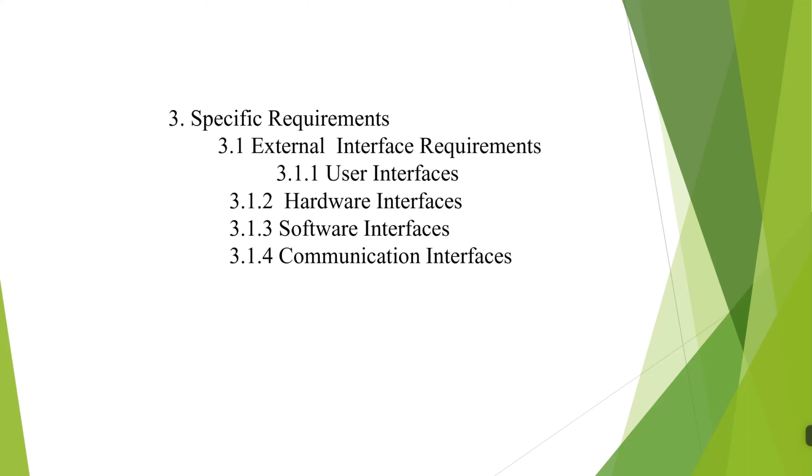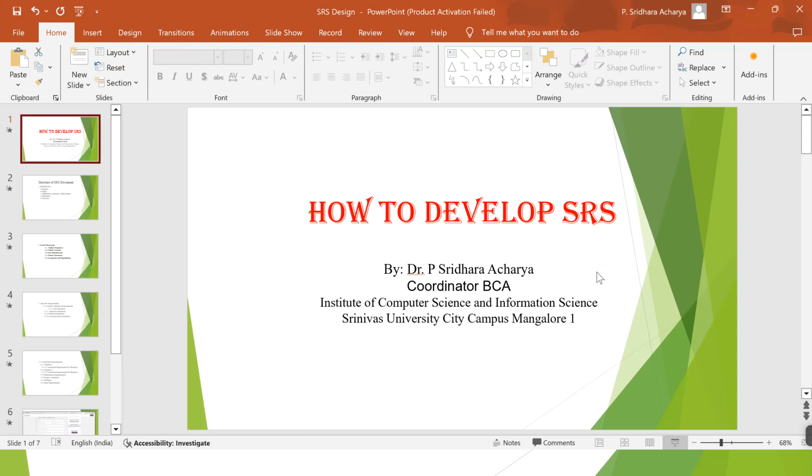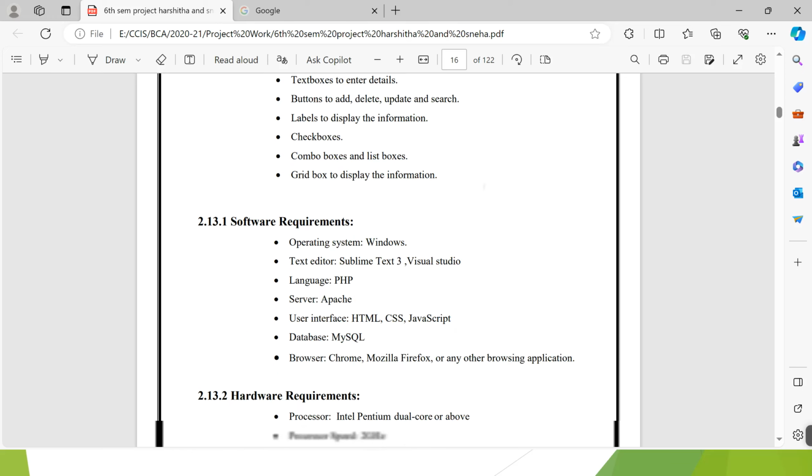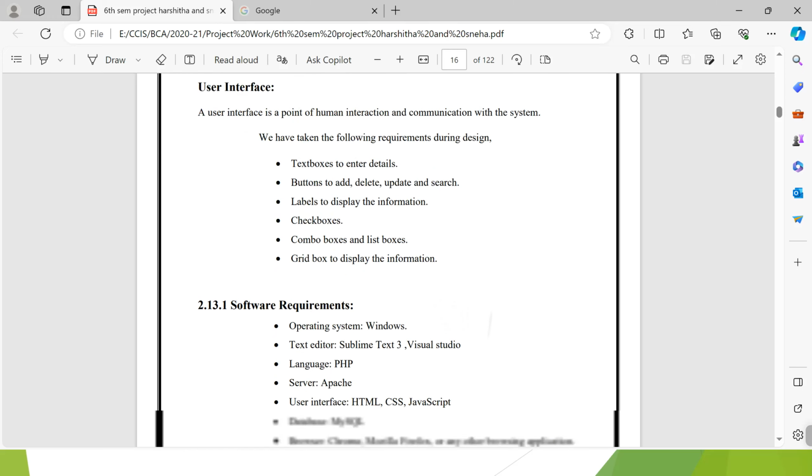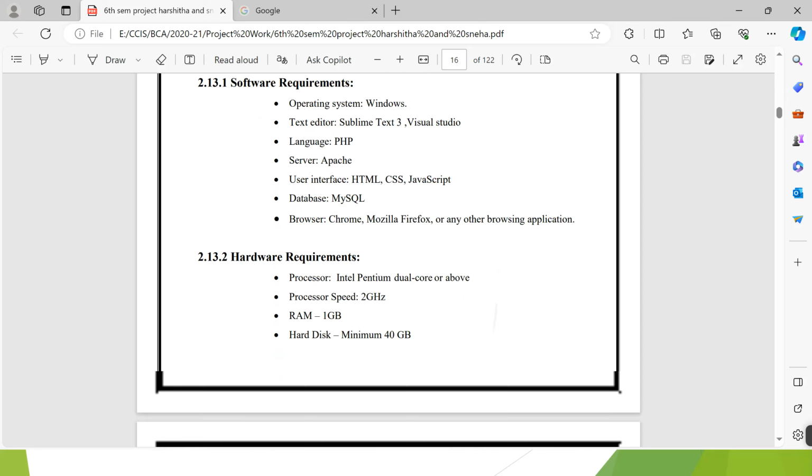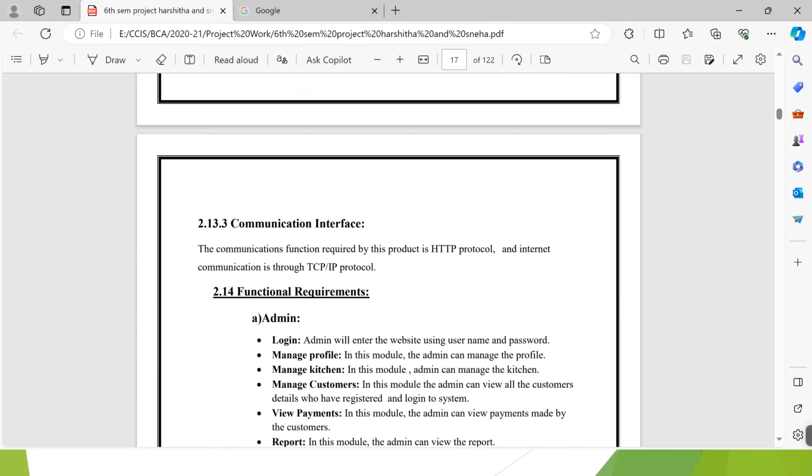And along with that, communication interfaces. As I told you, your software may require an internet connection of a minimum speed. Sometimes it may require browsers, it may require a static IP address also so that your server can be globally visible. So what are the various communication standards your software requires? Mention that as a requirement. So like this: users requirements, software requirements, hardware requirements, communication requirements.